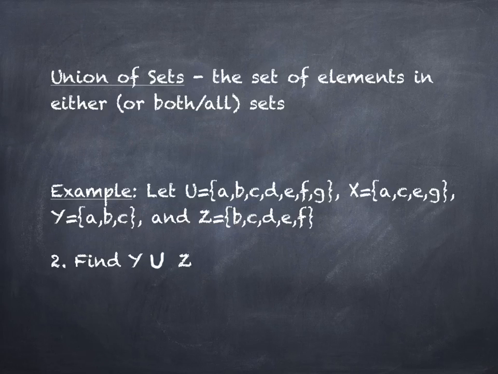We also have what's called a union of sets. So a union of sets is the set of all elements in either or both sets, or all of them if there are multiple sets. Notationally, it looks like a U.